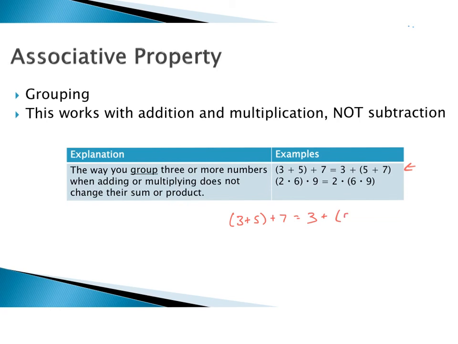And on the other side of the equation, you have parentheses around the 5 and the 7. The parentheses have clearly moved. However, if you were to add this up, if you were to solve and go all the way down, this is 8 plus 7, this is 3 plus 12, this is 15, this is 15. Those two things still equal each other. Even though the parentheses were in different spots, you still got the same answer. The same thing's going to happen if you play out the multiplication problem. The associative property states that no matter where your grouping symbols are, your value will stay the same.